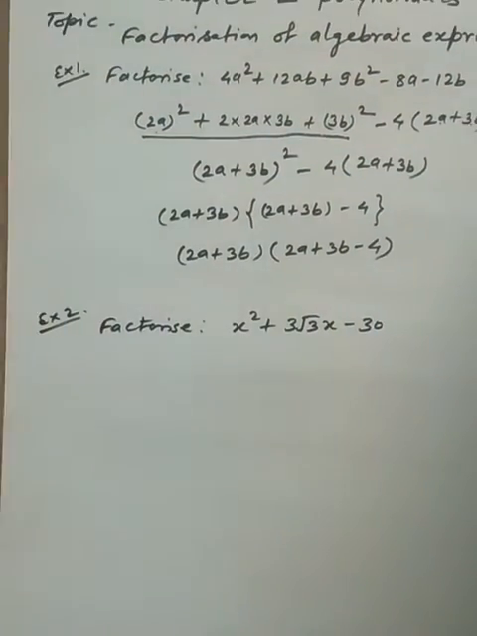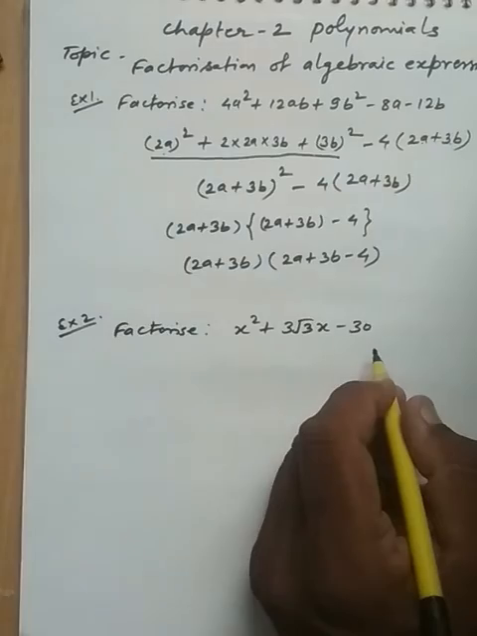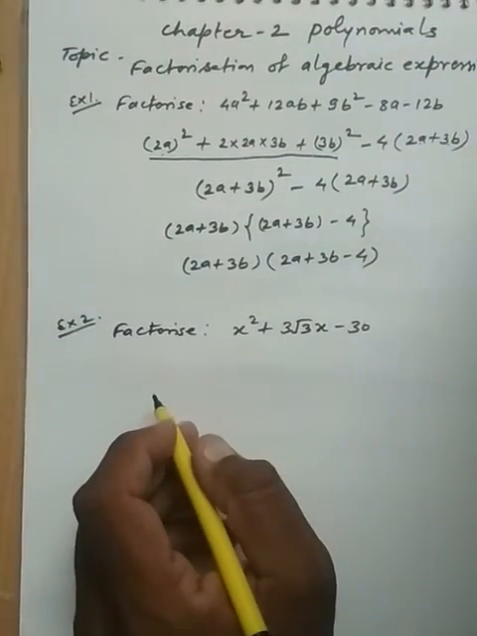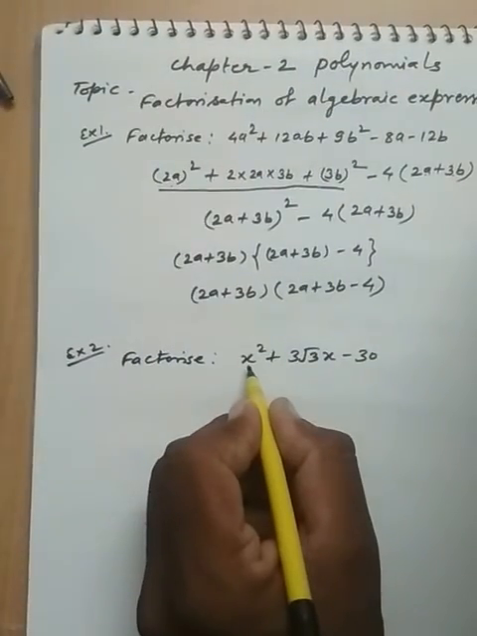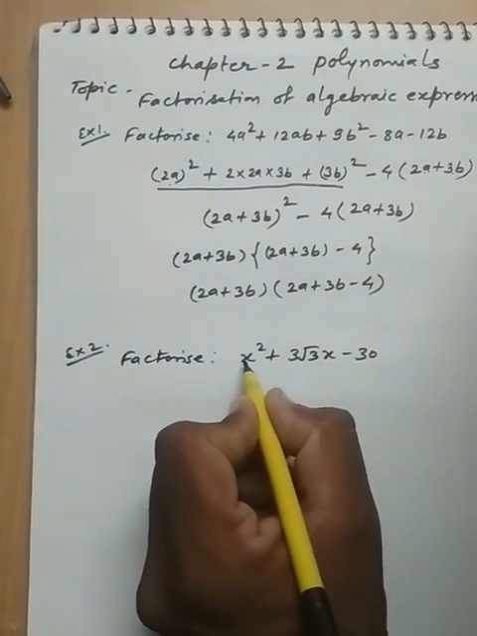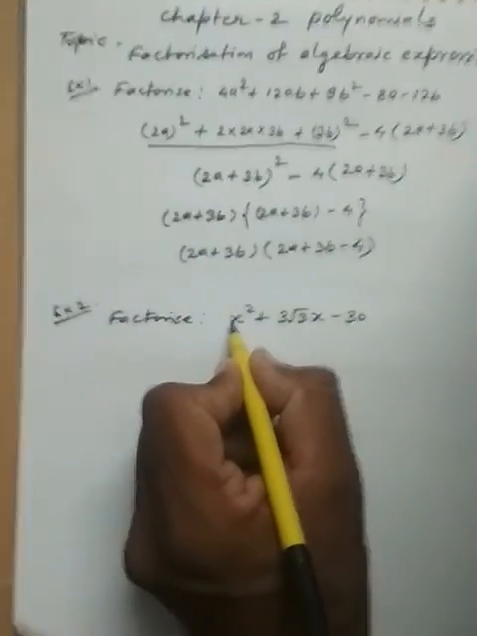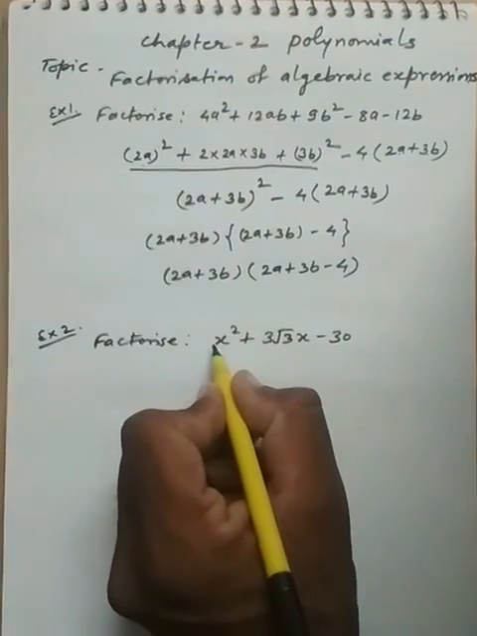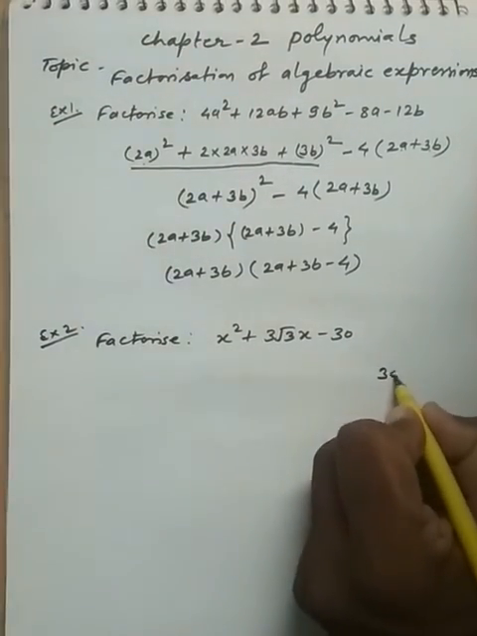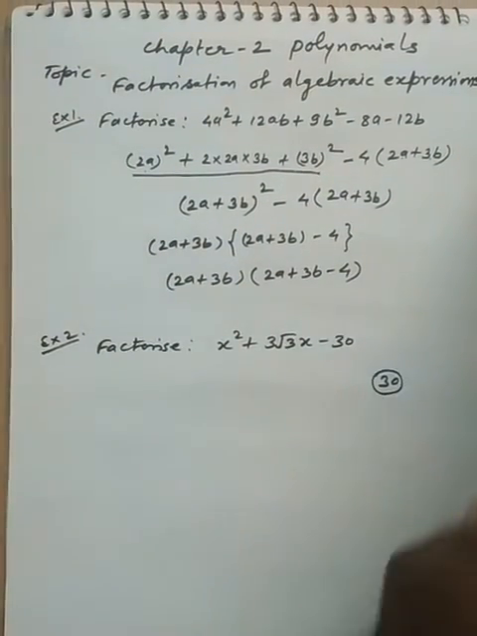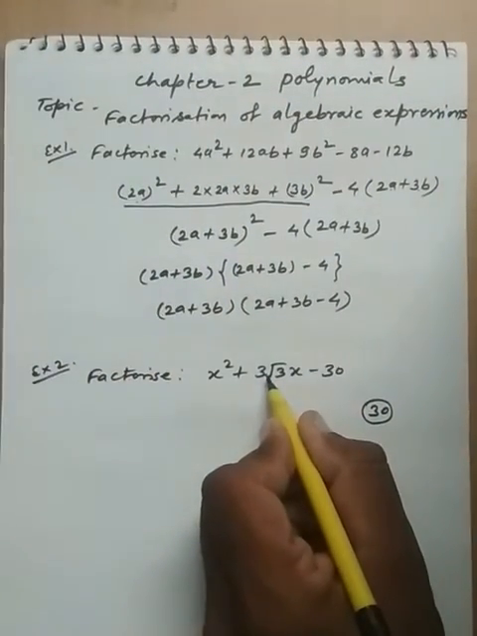Next question is: factorize x² + 3√3x − 30. This question is based on splitting the middle term. For splitting the middle term, first of all, see the coefficient of x². The coefficient of x² is 1, then 1 into the constant term is 1 into 30, which is 30. Determine the two factors of 30 whose difference is 3√3.